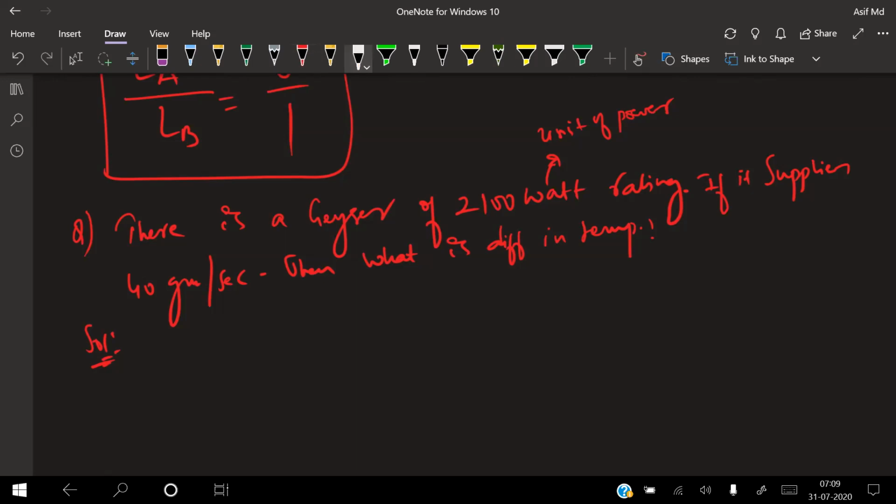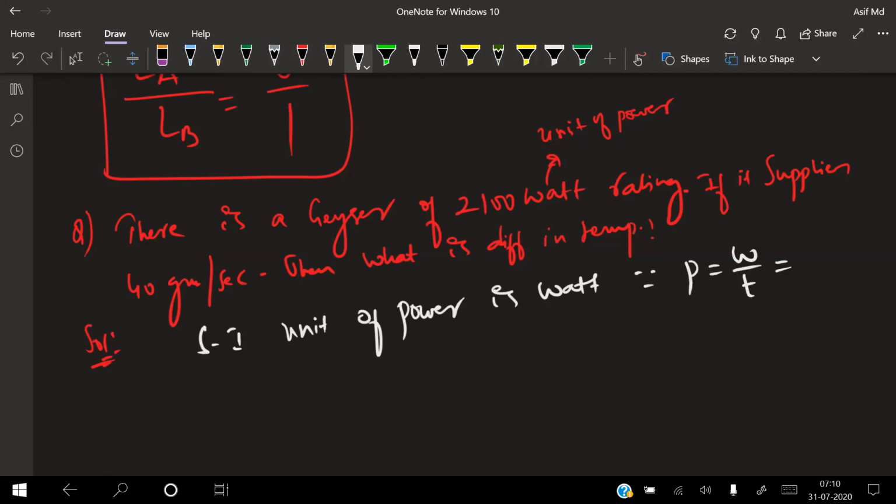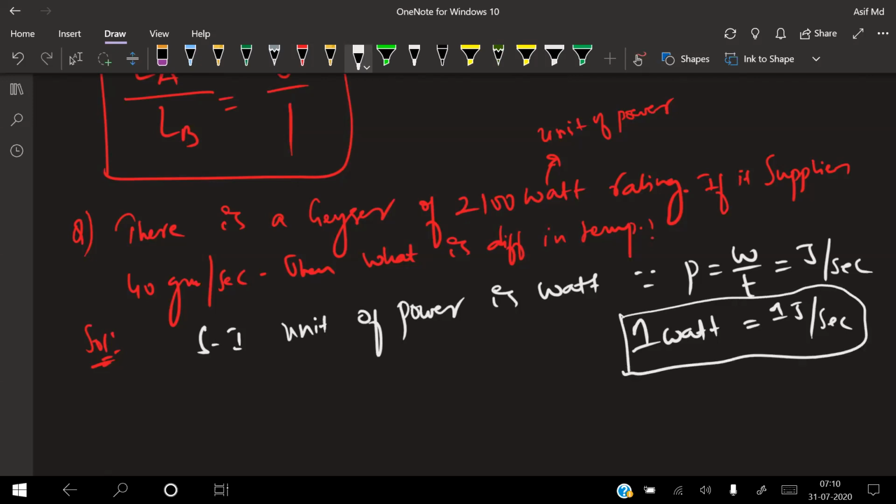Okay, so the SI unit of power is watt, because power is equal to work done divided by time. Work done is measured in joule, so joule per second. So 1 watt is also equal to 1 joule per second.